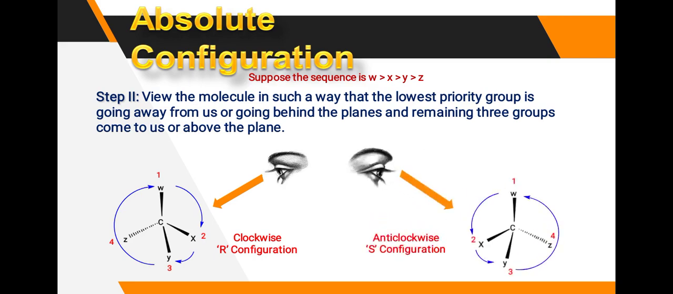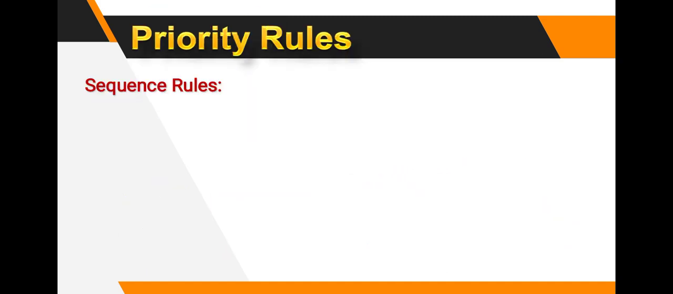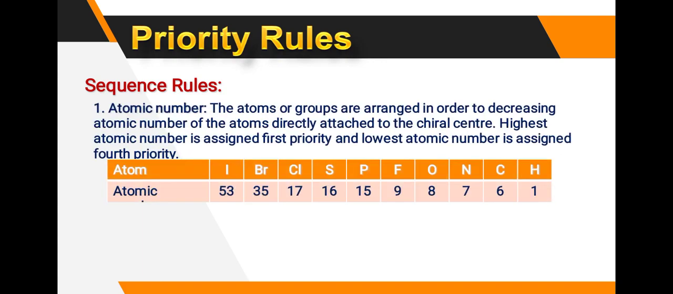Then see here the anti-clockwise. The 4th priority group is below the plane. Then give the priority to the molecules. Then sequence rule: atomic number. The atoms or the groups are arranged in order of decreasing atomic number of the atoms directly attached to the chiral center. Highest atomic number is assigned 1st priority and lowest atomic number is assigned 4th priority.